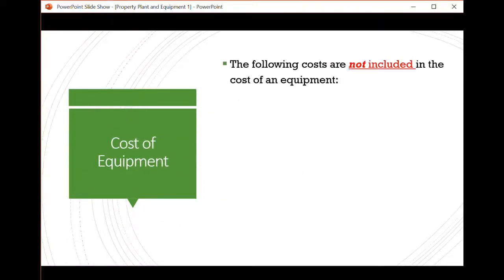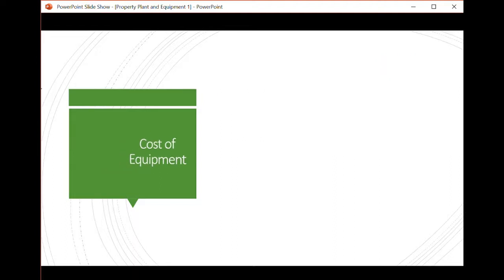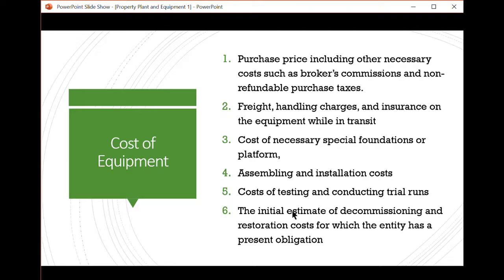Then we have the cost of equipment will not include the following. So cost of relocating the equipment after it has been put to the location and condition originally intended by management. So as I have mentioned earlier, di ba, pag tangtangon nimo ang equipment, di ba, naa man to dismantling. Katong dismantling, katong restoration, decommissioning, removal, that's part of the cost of the equipment, di ba, diri? Apil na siya sa cost of equipment tong pagtangtang sa item. Pero pag ang cost para ibalhin na siya, walay labot sa cost of the equipment.